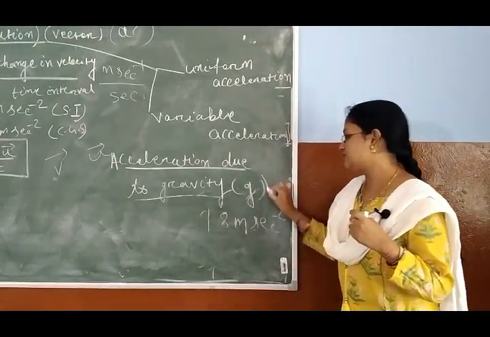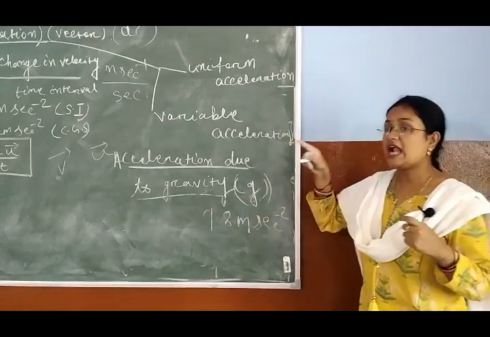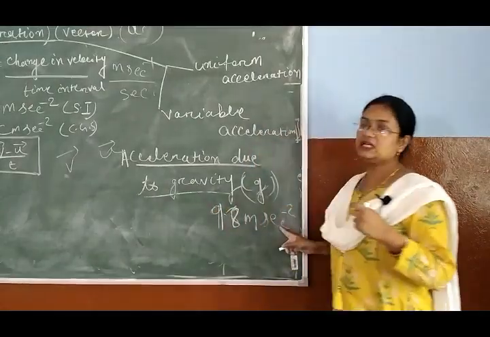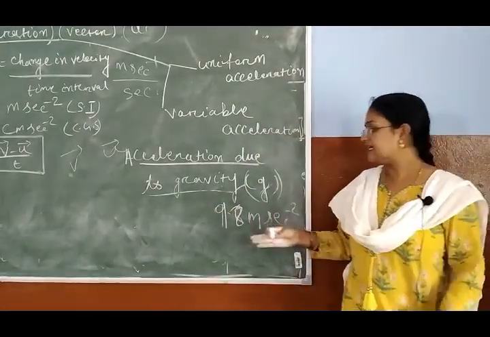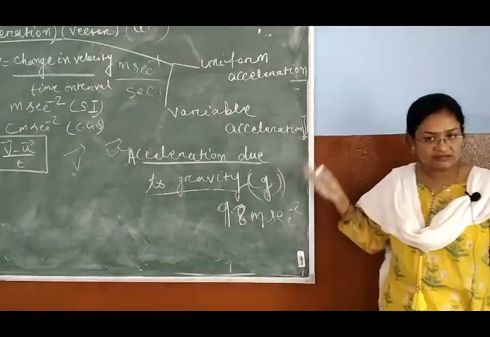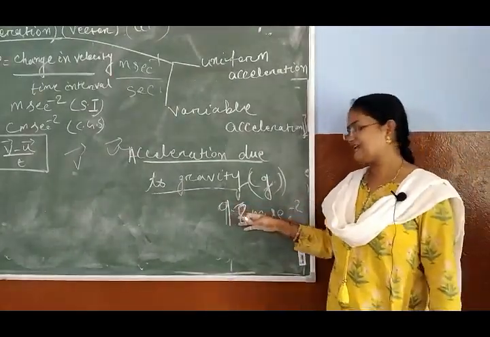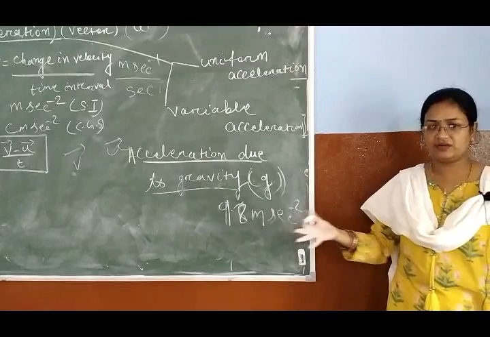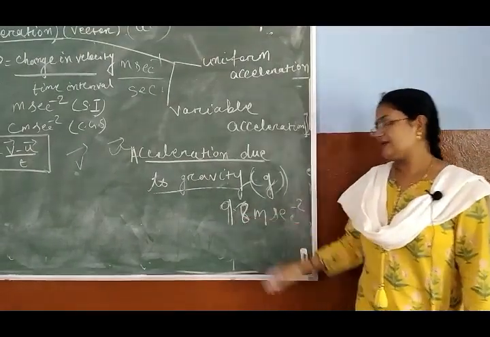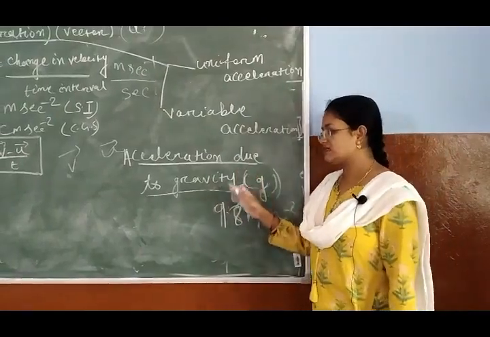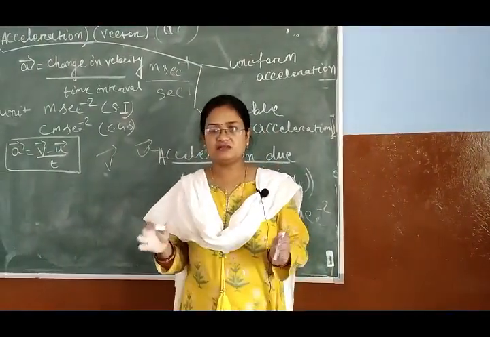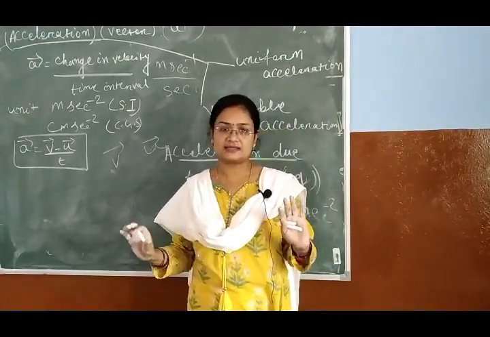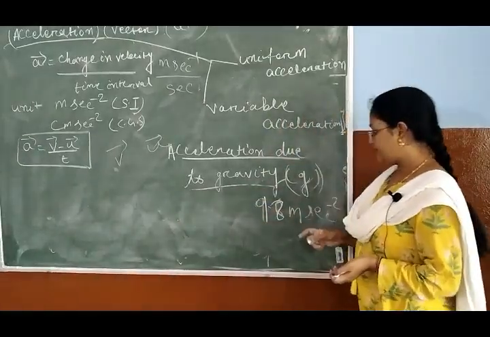is denoted by small g, and for the Earth's surface it is fixed at 9.8 meter per second square. For different planets acceleration due to gravity is different, but for Earth you will take 9.8, but many times when you do numericals you can also take 10 for your calculation. Okay, that is 9.8 meter per second square. That means the acceleration due to gravity only depends on the Earth's gravitational pull, it doesn't depend on the mass. Okay, that is your acceleration due to gravity.